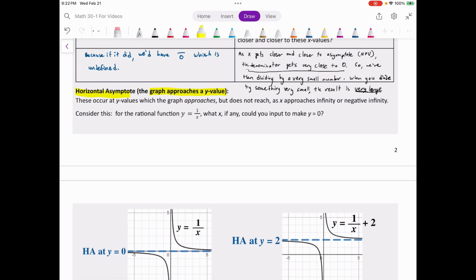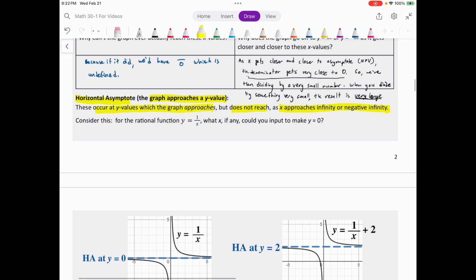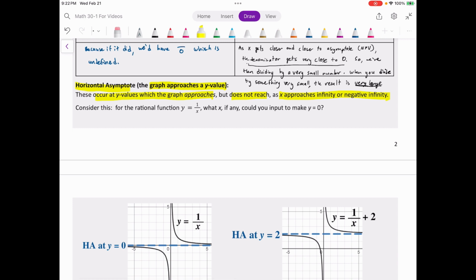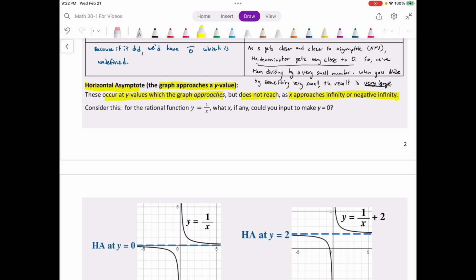So these occur at y values which the graph approaches, but does not reach as x approaches infinity or negative infinity. So in other words, as x goes off to infinity, like the end behaviors of the graph, right, y is just getting closer and closer to some value, but not reaching it, okay? So consider this. Why would we have horizontal asymptotes? Why would there be some y value that we approach but can't ever reach? Okay, well, let's take a look.